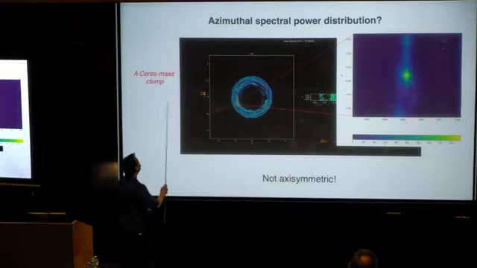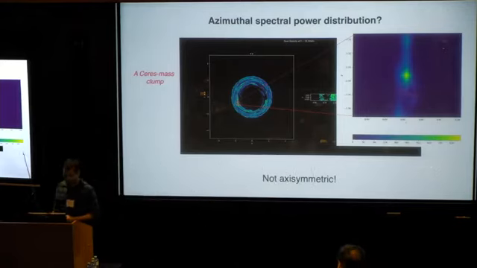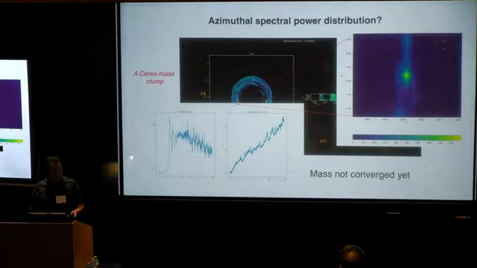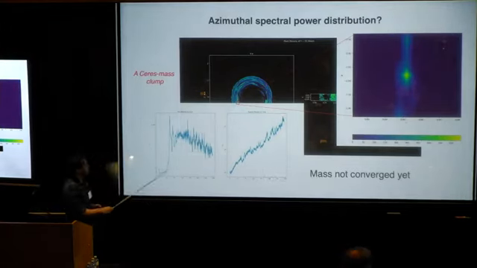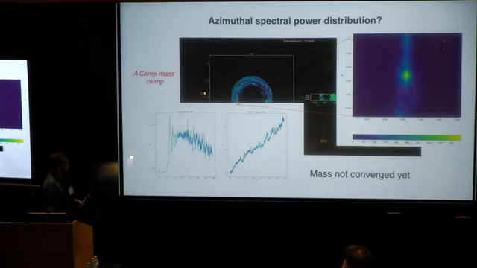This clump there had a mass comparable to Ceres. The mass is not converged yet. It's growing, growing, and growing. But it's already more than the Hill density, which in this model was about 1,000.